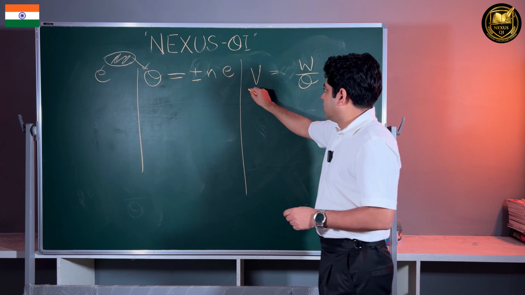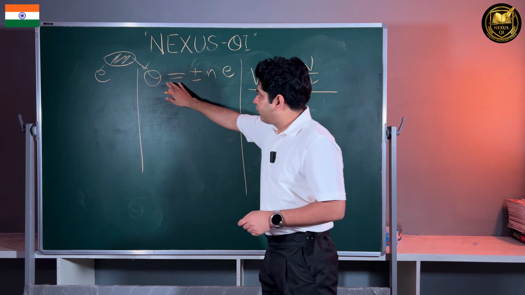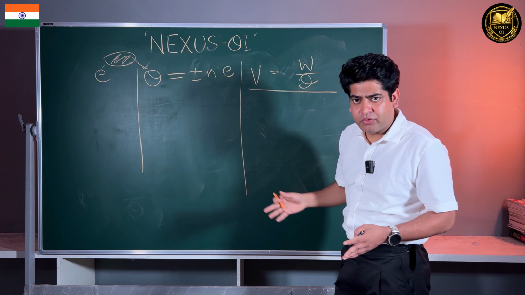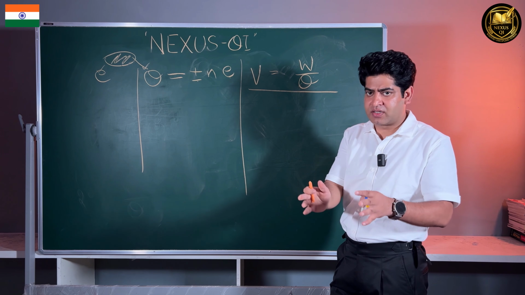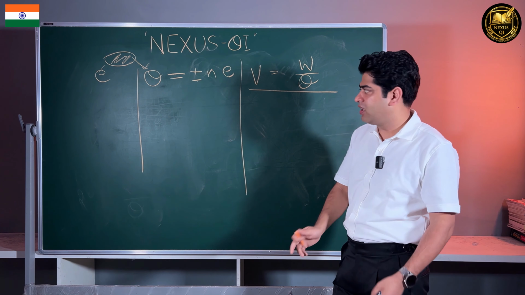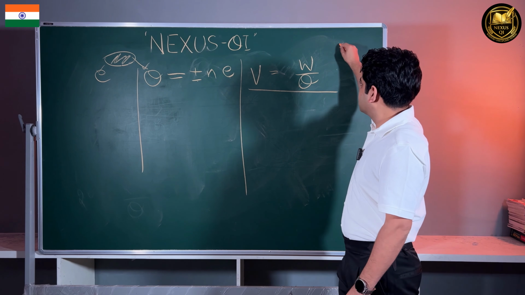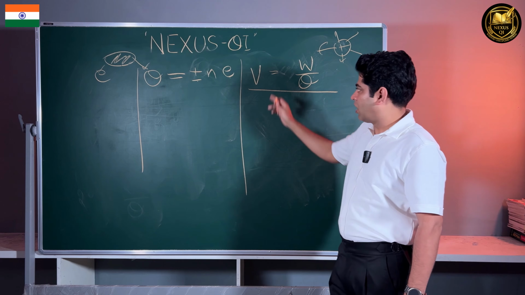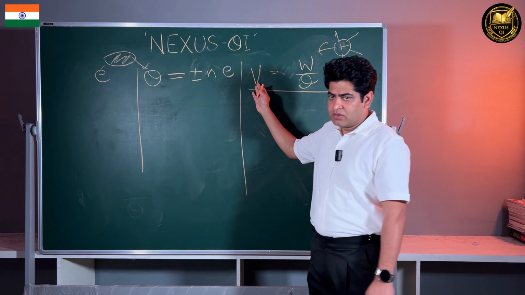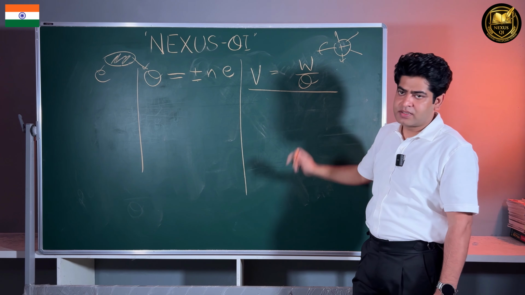Now, who is applying force on the charge? The battery is applying force on the charge. What is force? Force is developed by the field. From where are we getting the field? Each and every positive charge has a field in this direction. So now we have seen till here what is voltage. Voltage is work done per charge.